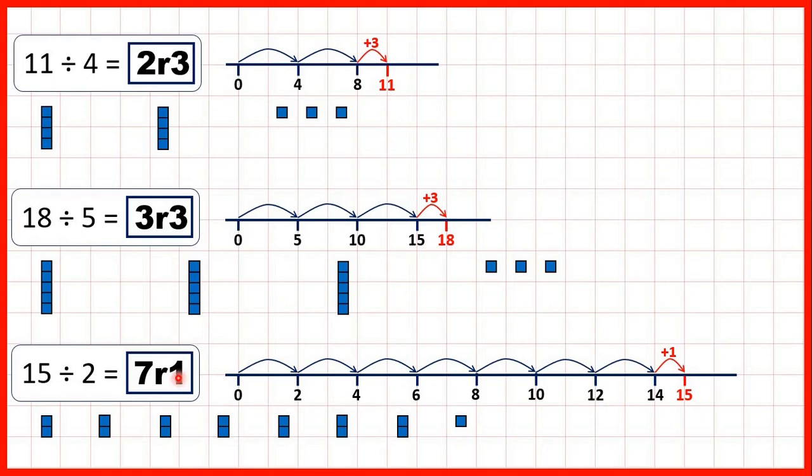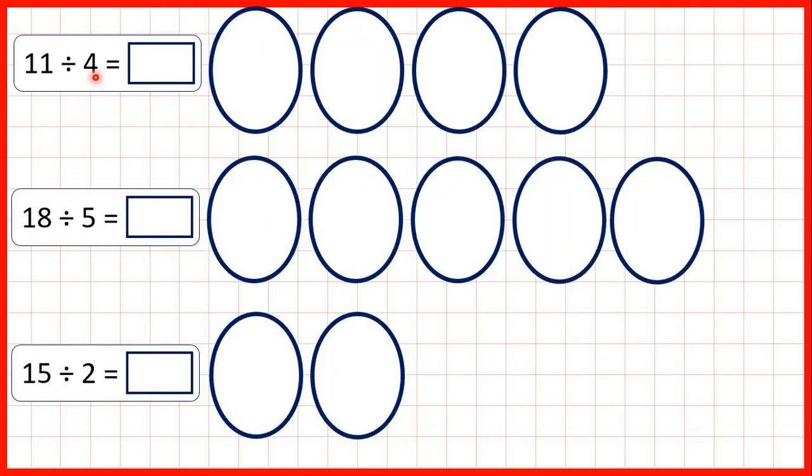We can also show remainders using a sharing model of division. So remember, division can be 2 different things. It can be making groups, like we've done here, but it can also be sharing.